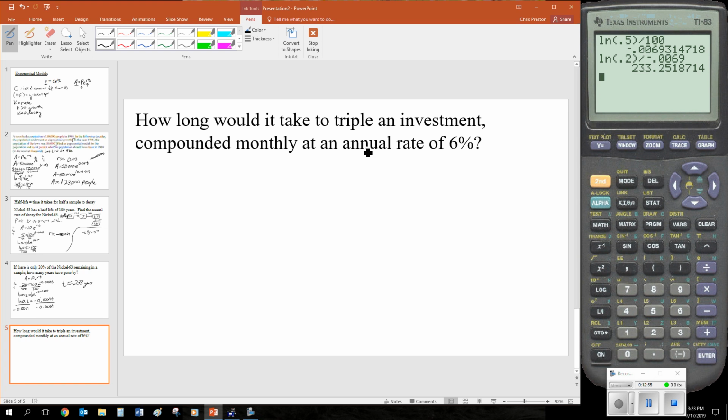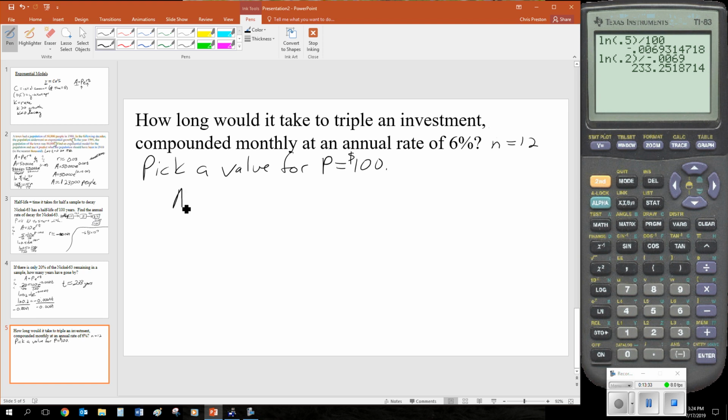Again, they're not telling me how much I start with, and that's because it doesn't actually matter how much you start with. It takes just as long to triple an investment of $100 as it does to triple an investment of $1 million. So we just pick something to start with. We do need to know that we're compounding it monthly, so 12 times a year. I'm just going to pick a value for P. I'm going to say 100. It doesn't really matter.